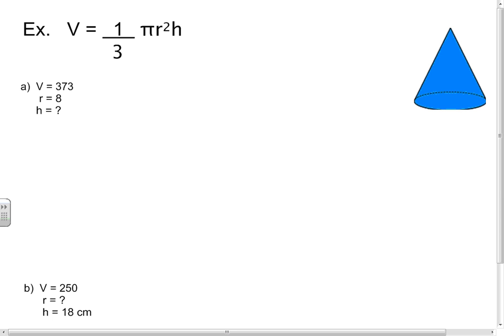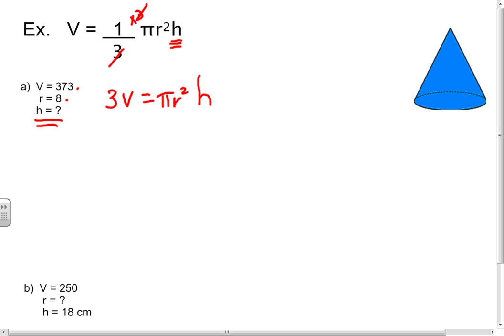So if I have a formula of 1/3 pi r squared h, and I have been given two pieces of information and I want to solve for h, we can rearrange it for h first, or we can plug the numbers in and solve. Just for sake of algebra, I'm going to do it my way, and I am going to get h by itself. So I am going to multiply both sides by 3. That means this 3 is going to disappear, and I'm going to have 3v equals pi r squared h.